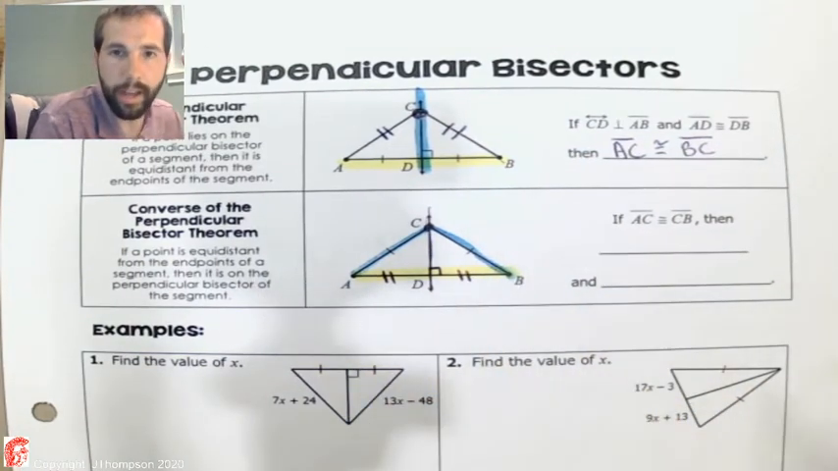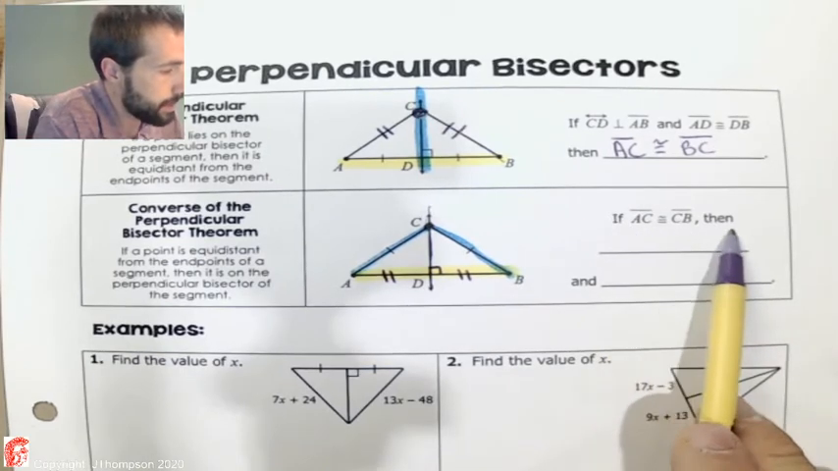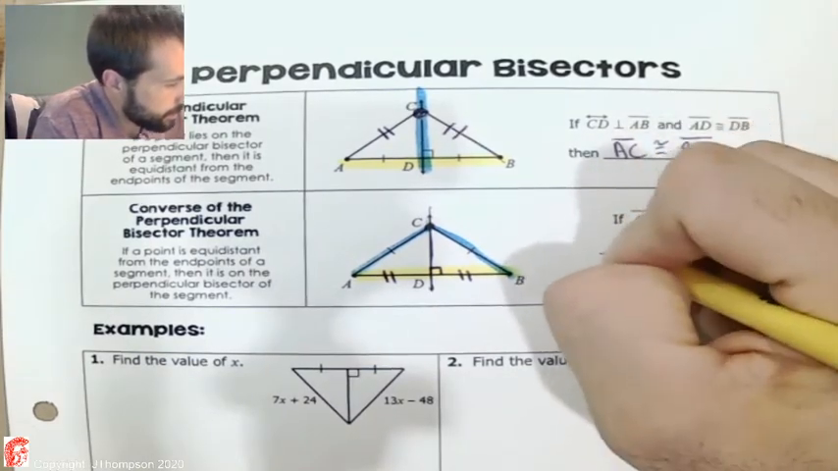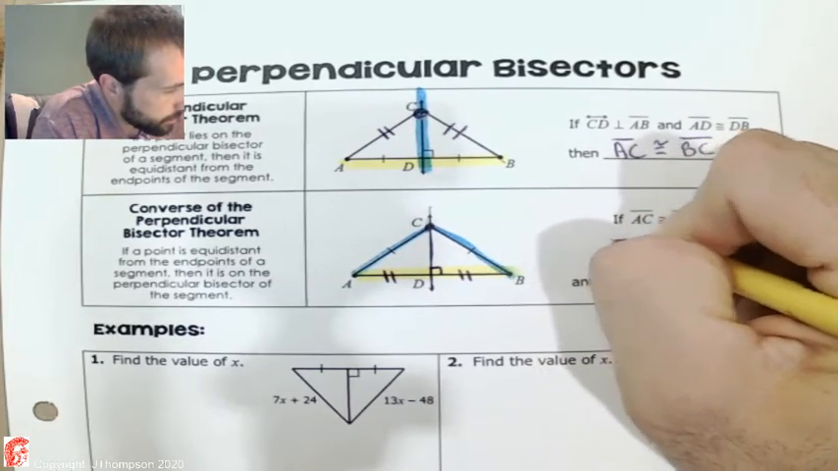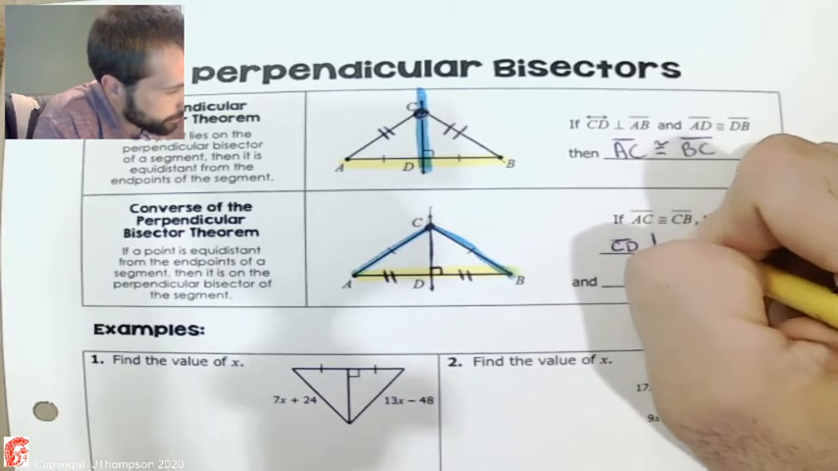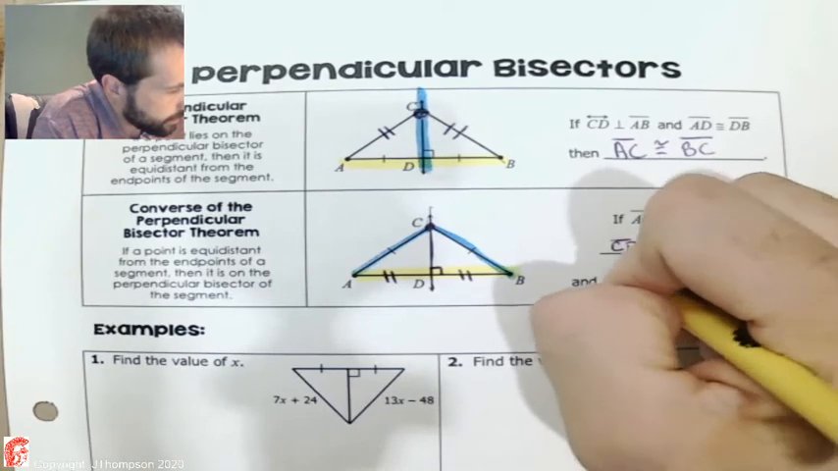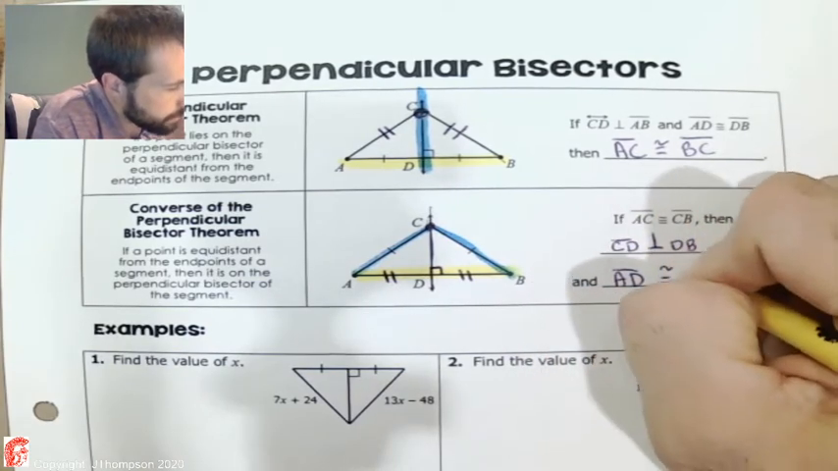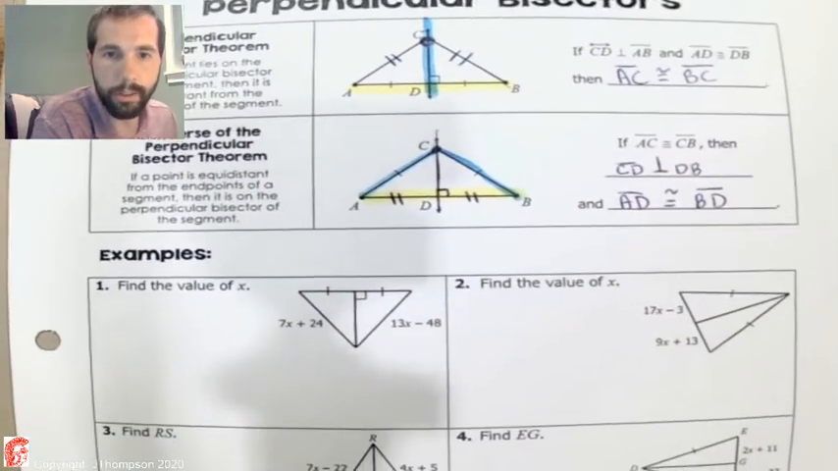Notice we just flipped the hypothesis and the conclusion. So if AC is congruent to CB, then CD is perpendicular to DB, and AD is congruent to BD. Okay, so let's take a look at a couple of examples.